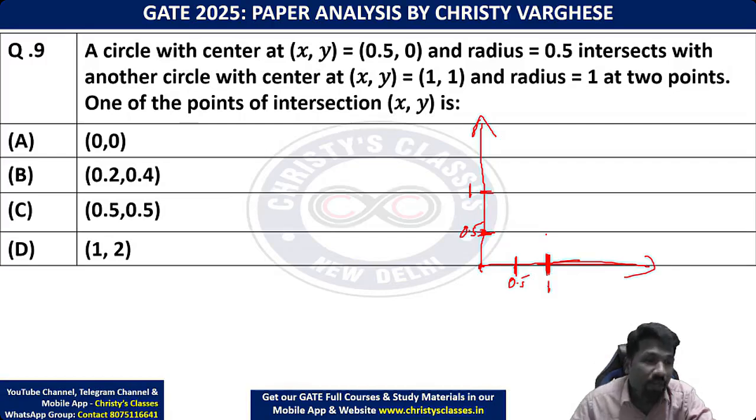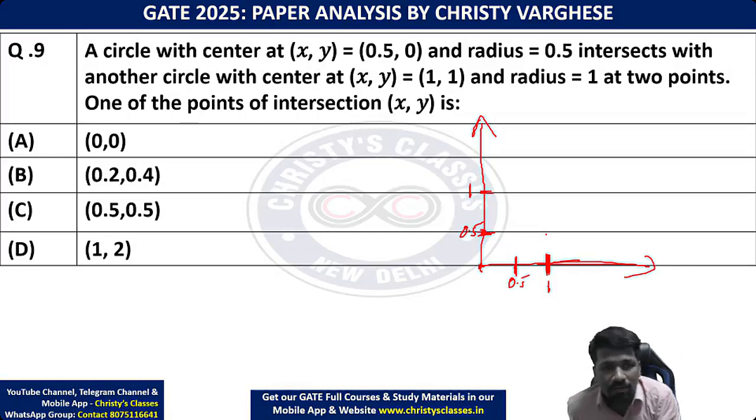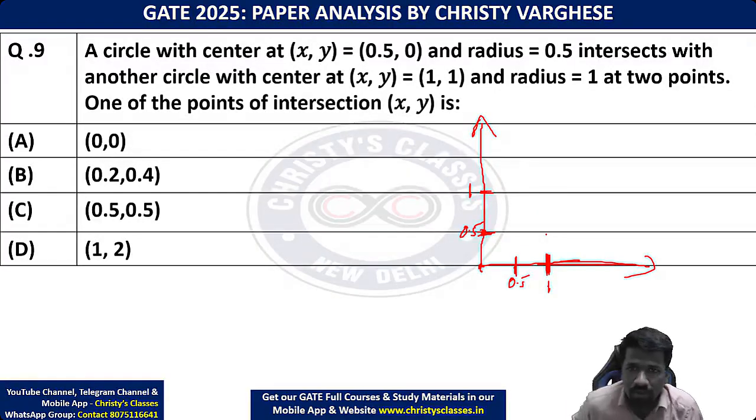Okay, due to lack of time, I'll start explaining. A circle with center 0.50 and radius 0.5 intersects with another circle with center 1, 1 with radius 1 at 2 points, one of the points of intersection. So यहाँ पे ये सेंटर का कोऑर्डिनेट्स दिया है ना, वो सेंटर का कोऑर्डिनेट से पिक्चर ड्रॉ करना शुरू करिए. 0.50, ये देखिए 0.50 मींस 0.5 on the x-axis, 0 on the y-axis.